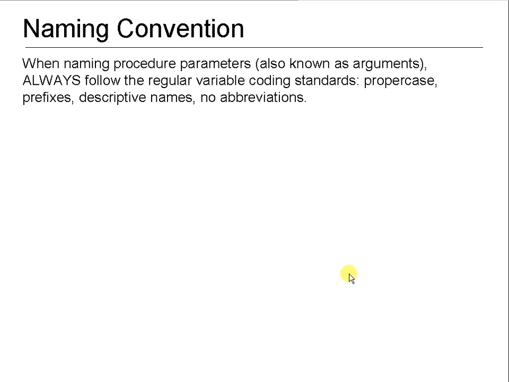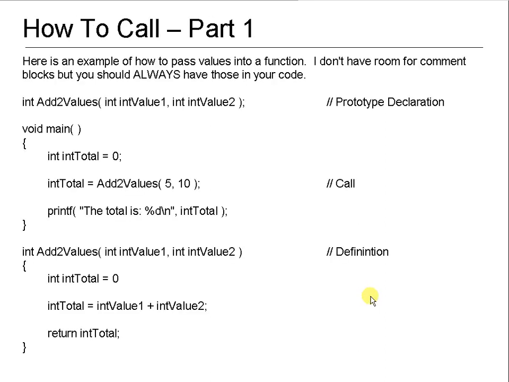When naming procedure parameters, also known as arguments, always follow the regular variable coding standards. That's proper case, prefixes, descriptive names, no abbreviations. It's very important. Readability is king. Here's an example of how to pass values into a function. Now, I don't have room for the comment blocks, but you should always have those in your code.